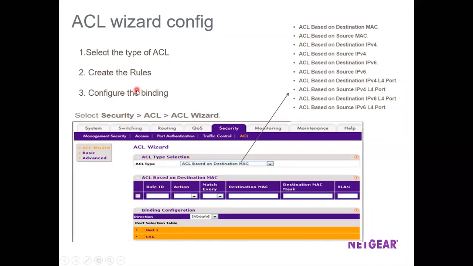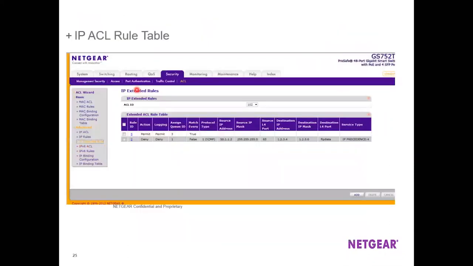I will not go deeper because it would take us about half an hour, but just to let you know, here is an example of an IP ACL rule created. For example, permit, or here we put deny the traffic that's coming for ICMP. So for example, we are just filtering the ping traffic in the ACL. And we can implement these rules in the VLAN ACL.